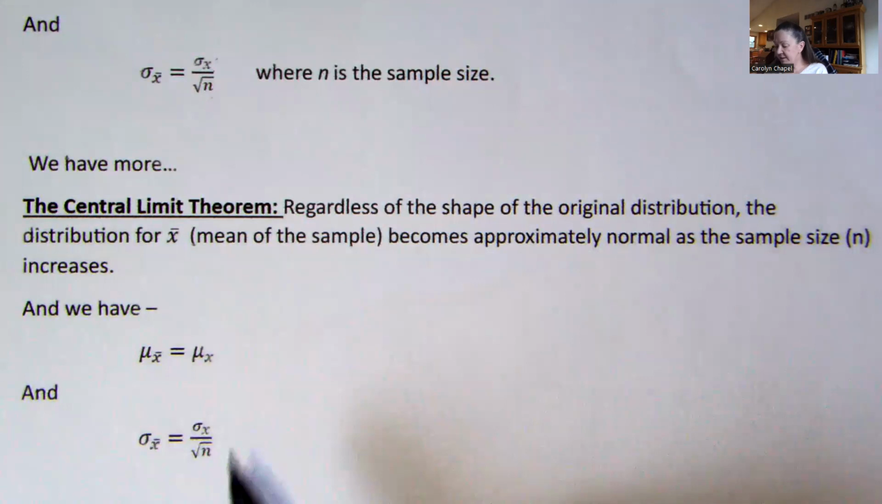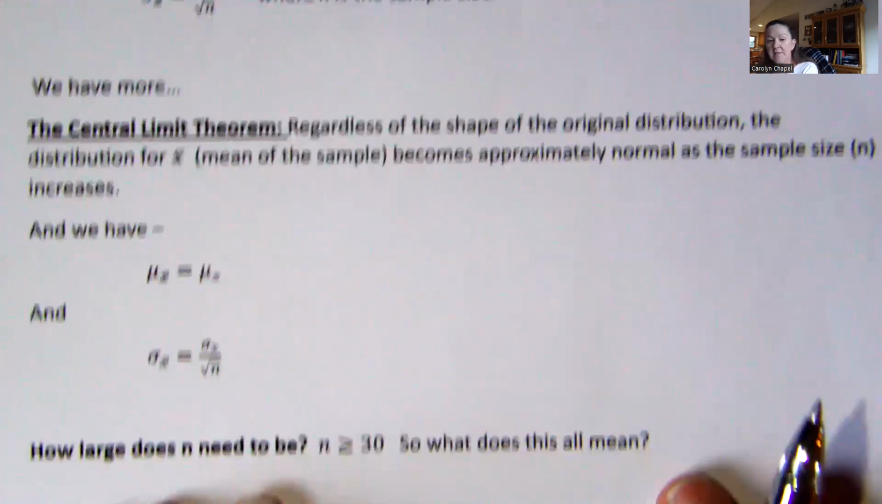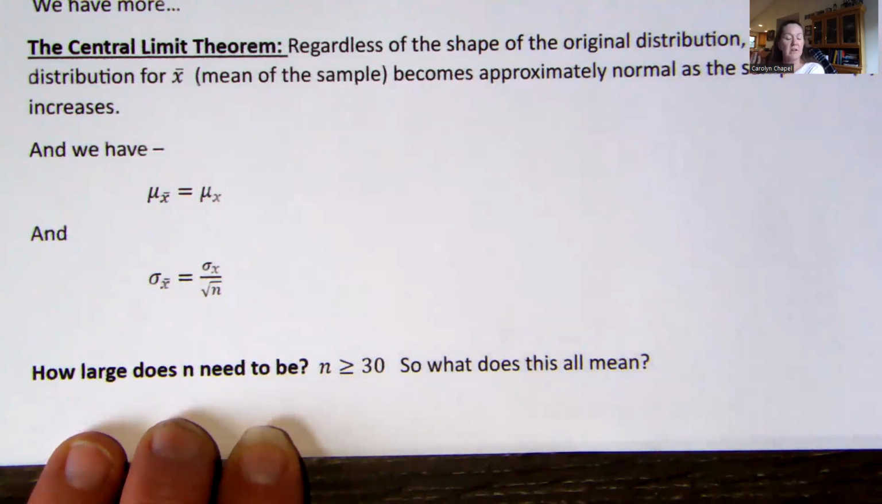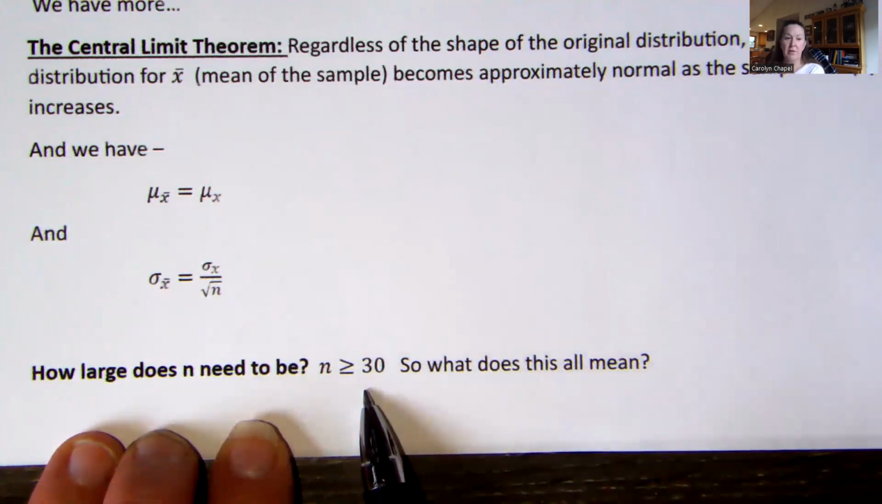We still have these two pieces above as well. The thing is, we don't have to have n be super large. It turns out that as long as n is bigger than 30, we will be approximately normal, which means we can use all the normal curve material that we did before. We can use our standard normal curve. We can use our z-scores. We can do all of that again, as long as we sample more than 30.